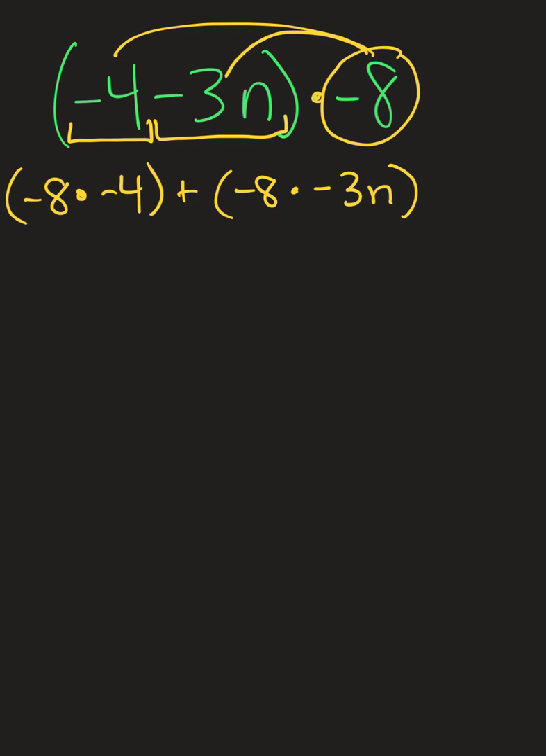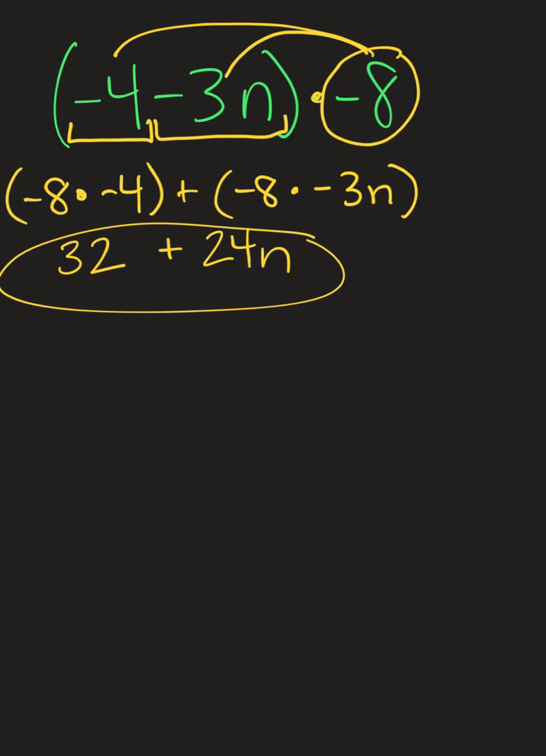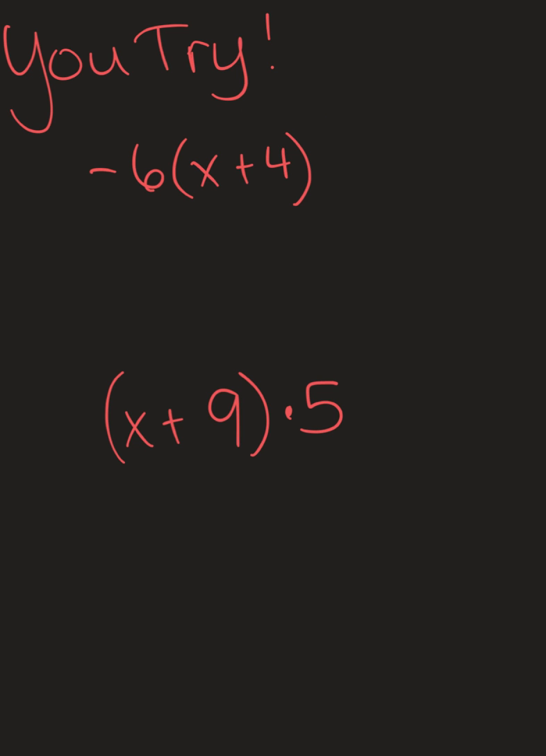So negative 8 times negative 4 is positive 32, plus negative times negative is positive again. 8 times 3 is 24n. And again, these are not like terms, so I cannot combine them anymore. That is my final answer. Go ahead and give this a shot yourself. Pause the video if you need, and then move on.